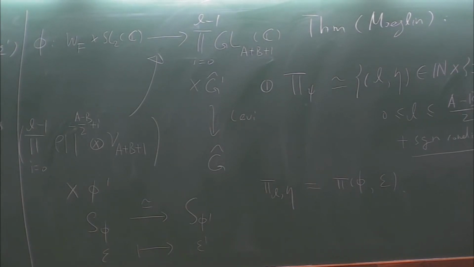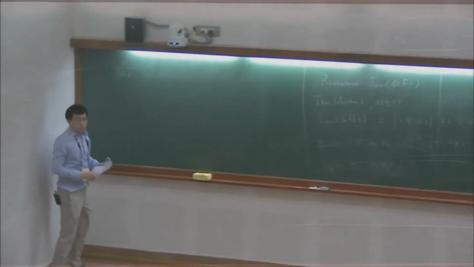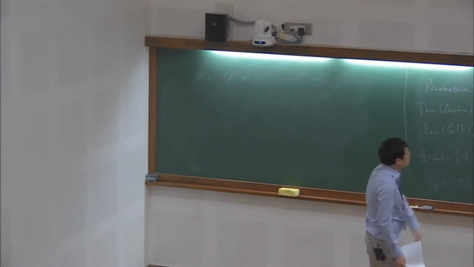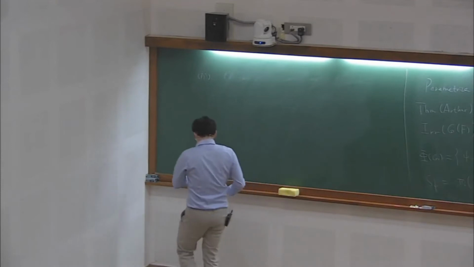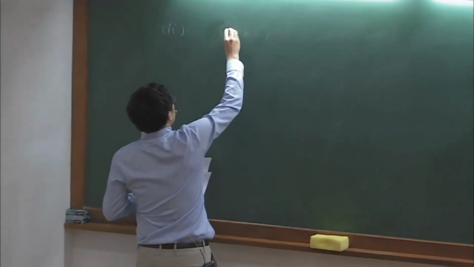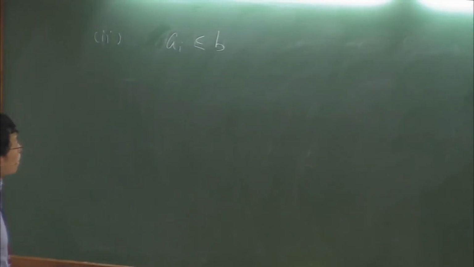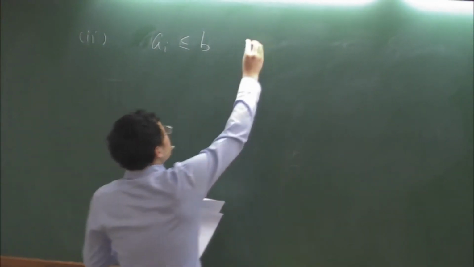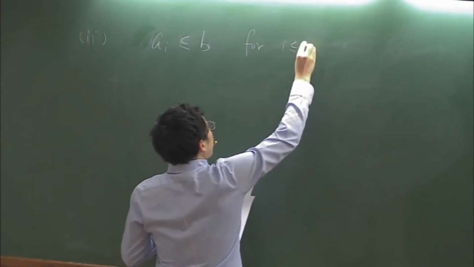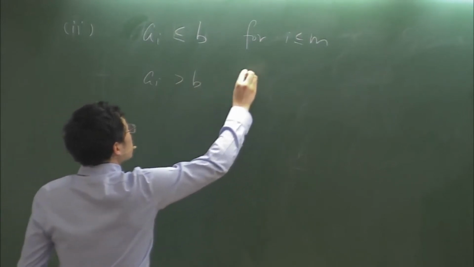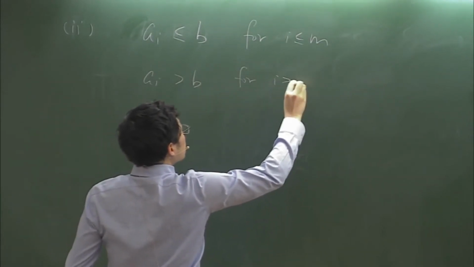So now we can look at the general case. In general, there are going to be several components. There will be several intervals. But since we're fixing B, there will be some A less than B. I index them so that for all i less than or equal to m, these A_i are less than or equal to B. And for the other ones, A_i is bigger than B.